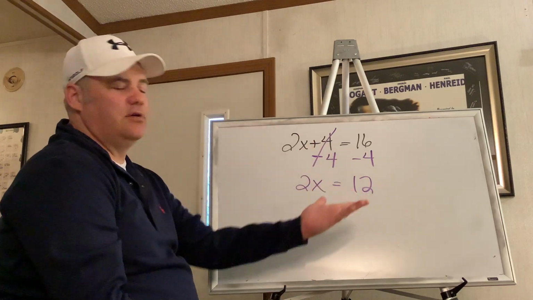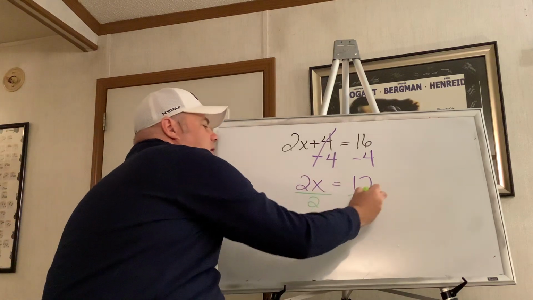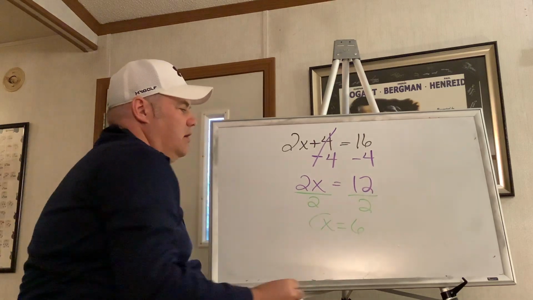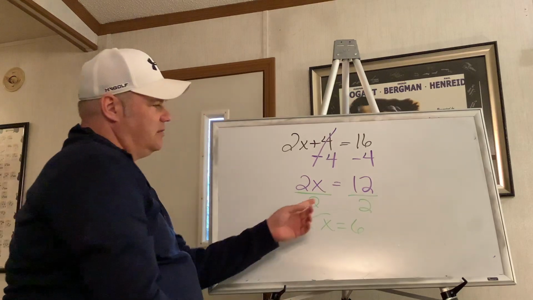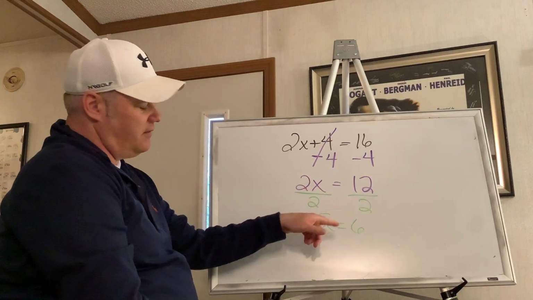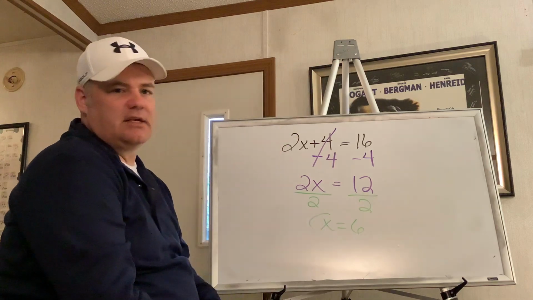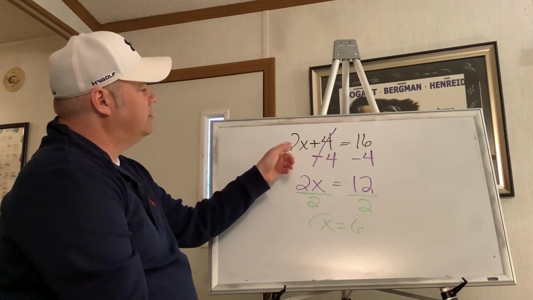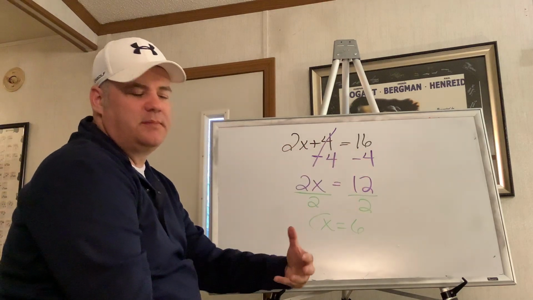Now we're down to a one-step problem. I'm going to move this 2 by dividing by it. Divide by 2, divide by 2. And I get x is 6. Okay? Now, you plug that back in. It's still true. 2 times 6 is 12, plus 4 is 16. Okay, so that will always be there.